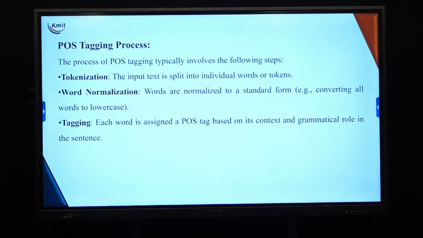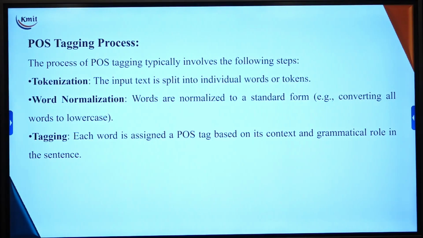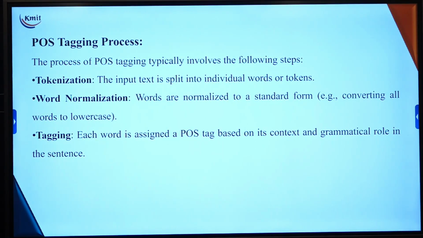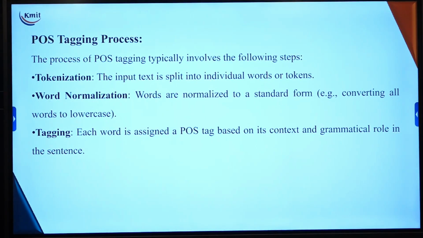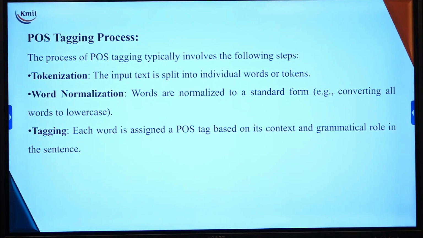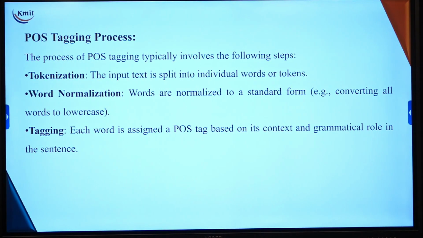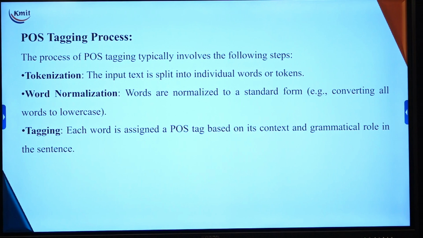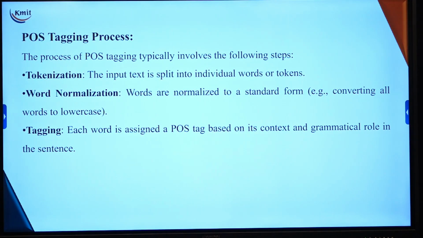Okay, so basically these are the important steps in the POS tagging process. We first tokenize the sentence. If it is a paragraph, we go for sentence tokenization. If it is one sentence, we go for word tokenization. We apply tokenization first and then we go for word normalization, that is converting all words to lowercase or uppercase in order to avoid discrepancy. After that we go for tagging, where each and every word will be assigned a POS tag, which will help us understand the grammatical role and the context of that particular word in the given sentence.